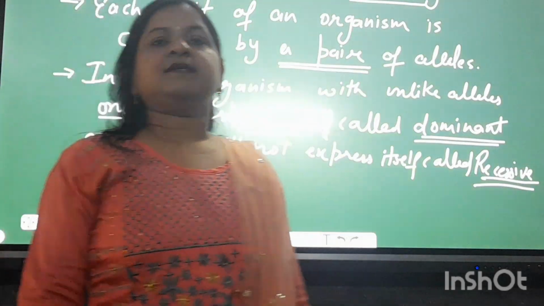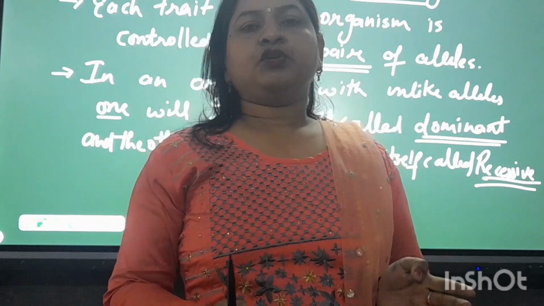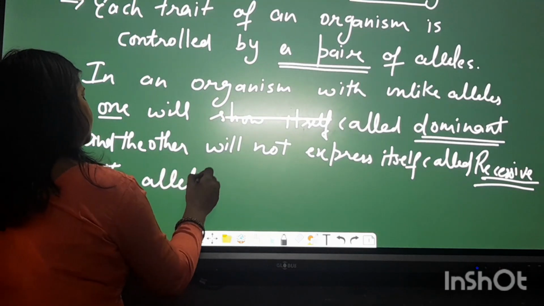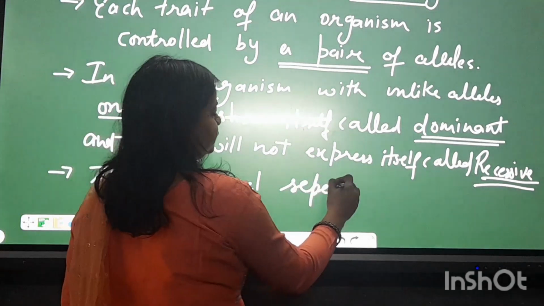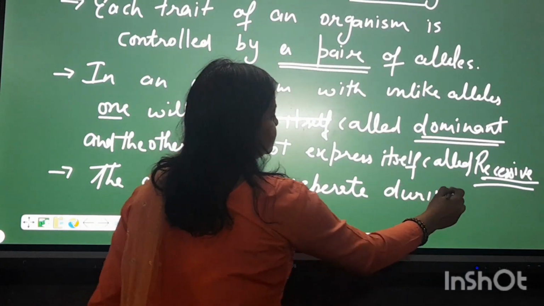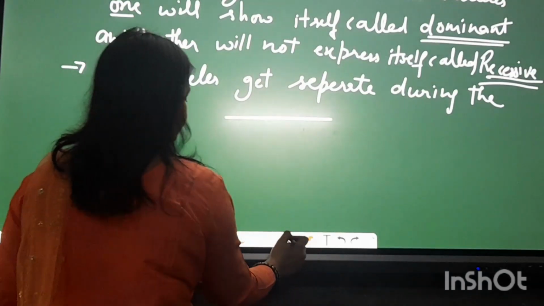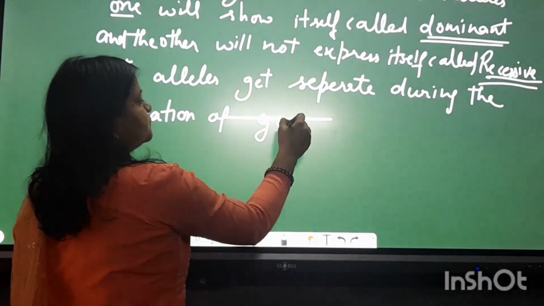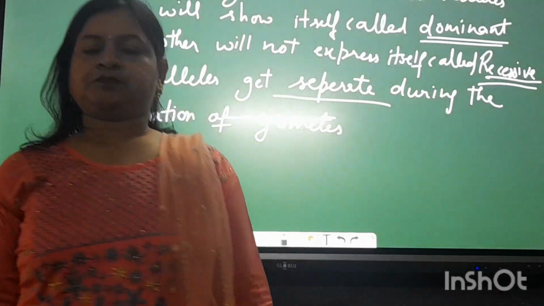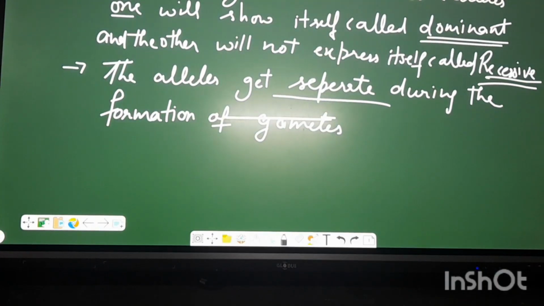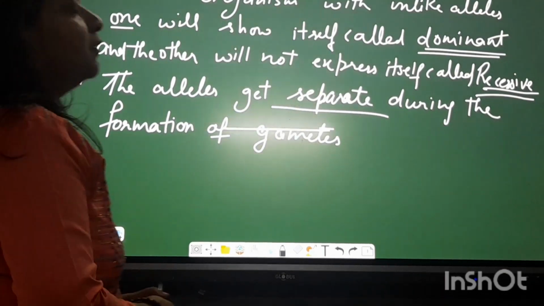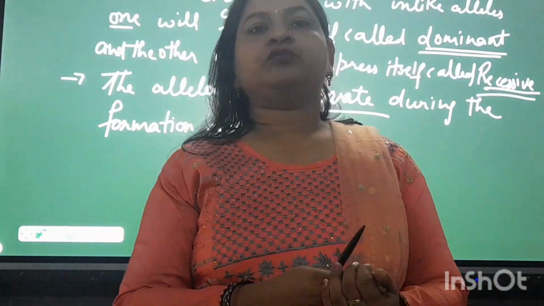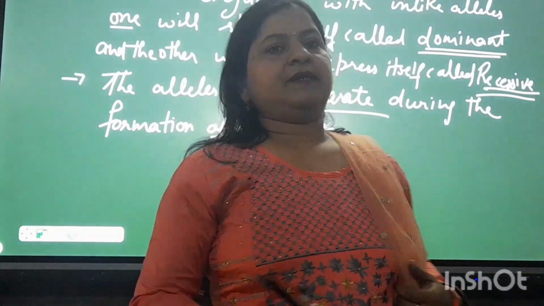Now, if there are two alleles, they get separated during the formation of gametes. During gamete formation, if there are alleles of other different characters, they get separated independently.